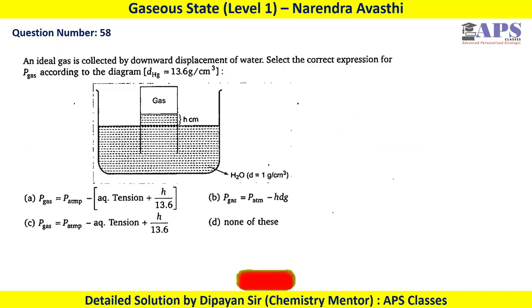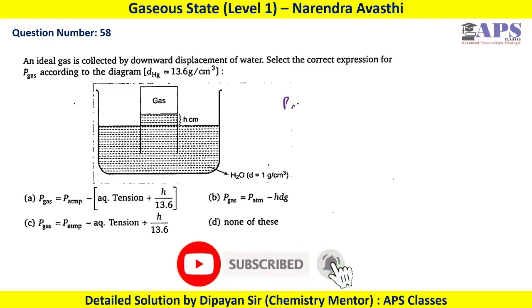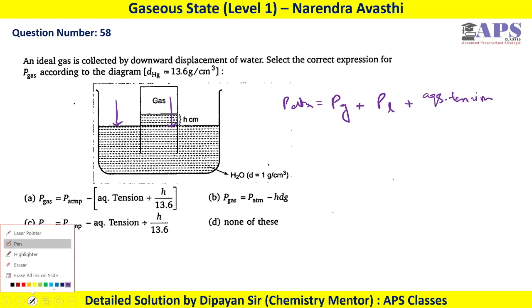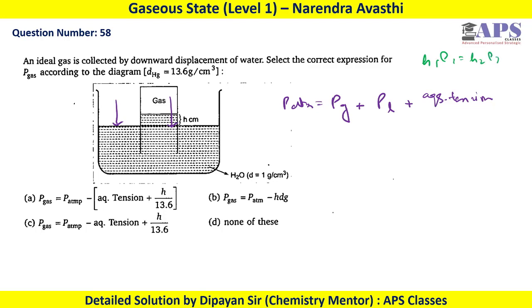In question number 58, we can see that atmospheric pressure is equal to the pressure of the gas plus the pressure of the liquid, here it is water, of 8 cm, plus aqueous tension. Aqueous tension is basically surface tension, and it will act downwards. Here we can apply H1 rho 1 = H2 rho 2 to convert this to atmospheric pressure.